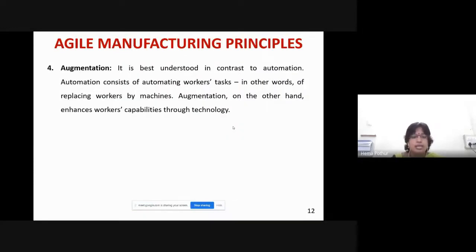And lastly, augmentation. Augmentation is nothing but adding up of things. What is understood in contrast to automation? Automation consists of automating the worker's task, where the machine itself is doing it. But augmentation is not a question of the machine itself doing it. It enhances the capability of the worker to start working with the technology.